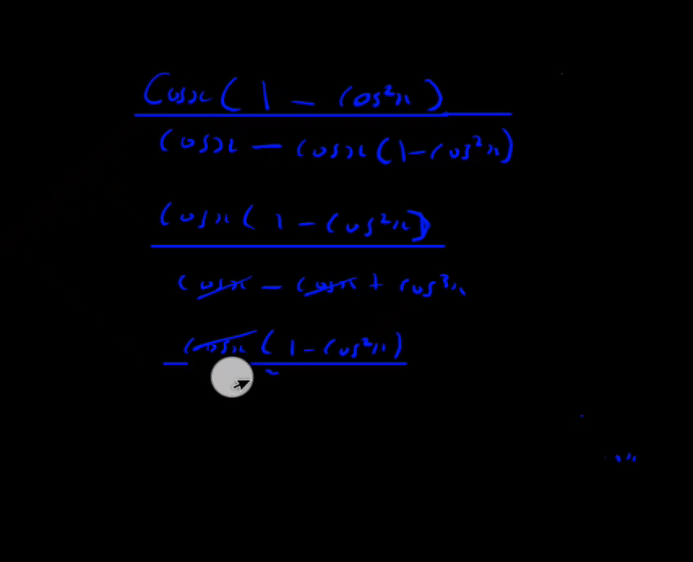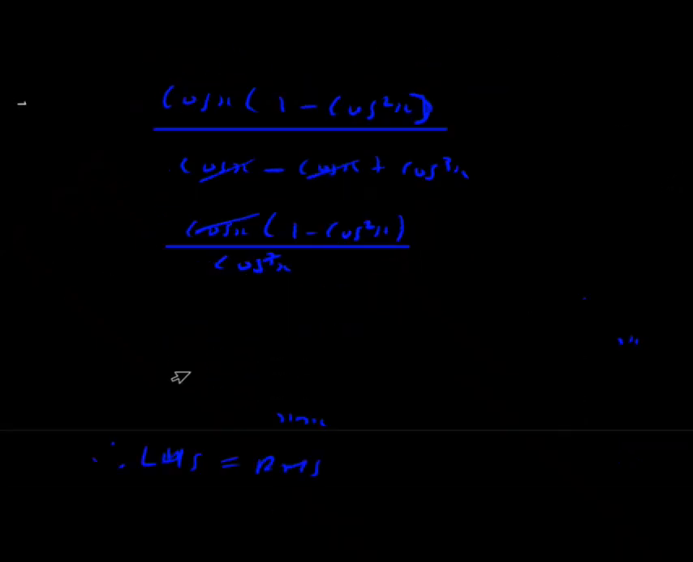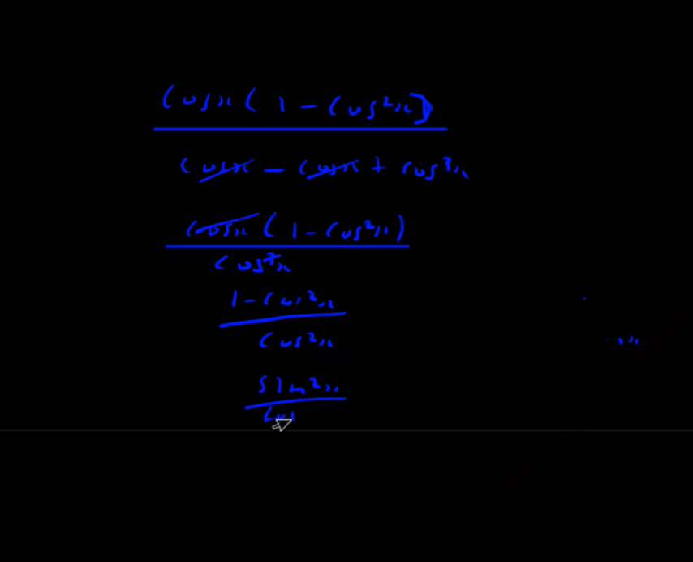Matter of fact, there is no need for me to erase. Let me just write it. So eventually we'll be left with 1 minus cos squared x over cos squared x. Now 1 minus cos squared, we know it's sine squared, so it's just sine squared x over cos squared x. And this will give us tan squared x. So therefore, left hand side.